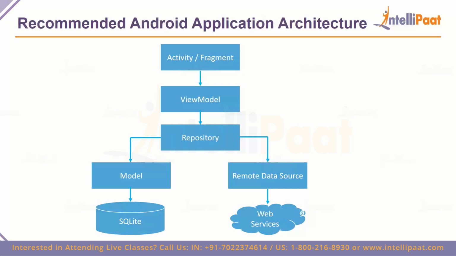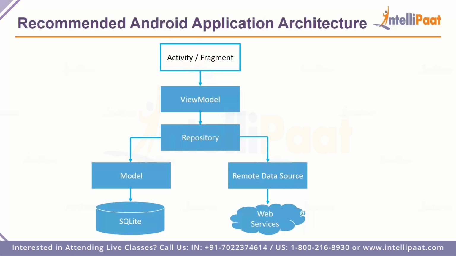So how does the architecture work? What are the things? These are the different aspects of it. We have activity or fragment, which constitutes the user interface. We have a view model, and a repository. The repository is connected to both models and remote data sources. The model is backed by a local SQLite database, and a remote data source is backed by a web service or multiple web services, depending on the kind of remote data source that we're dealing with. So what are these terms and why are they useful in an architectural construct? Let's take a look at them one by one and explain what they mean.